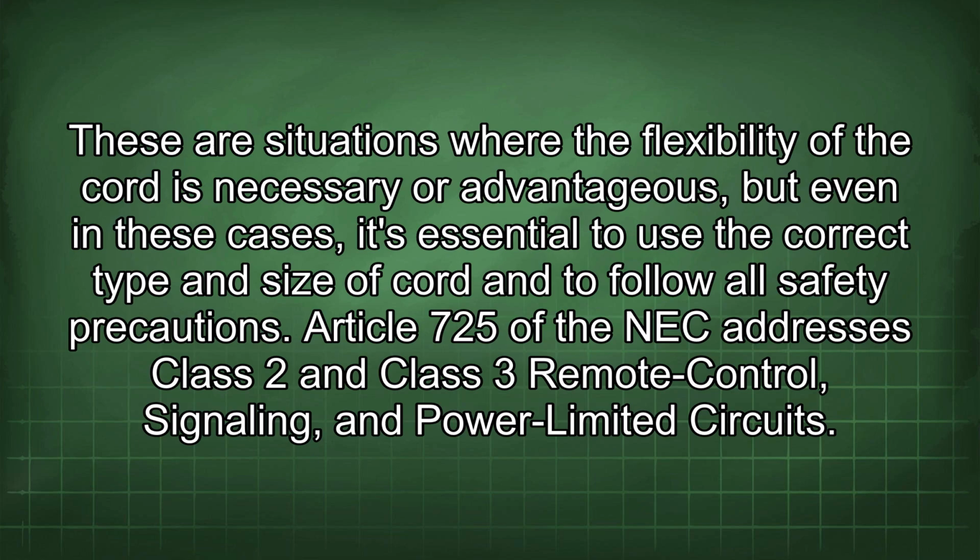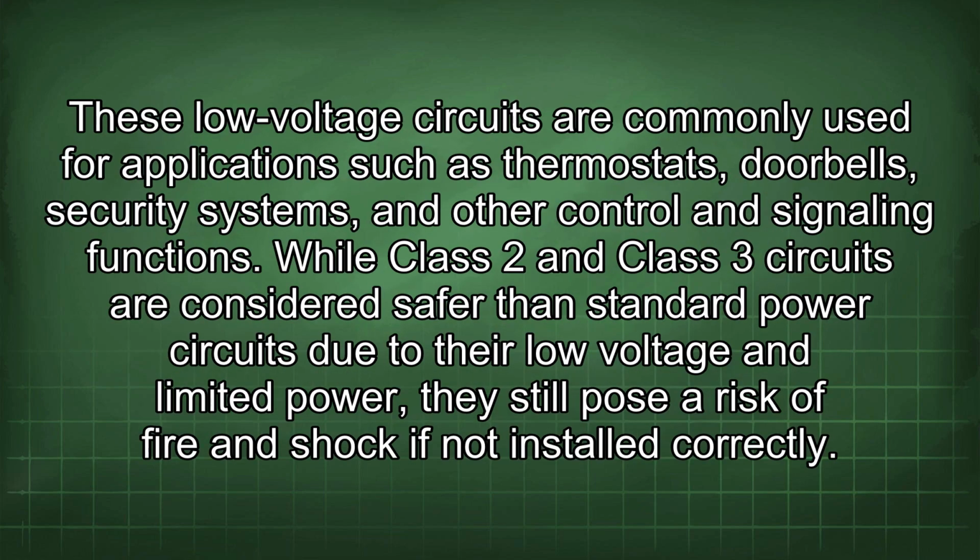Article 725 of the NEC addresses Class 2 and Class 3 remote control, signaling, and power-limited circuits. These low-voltage circuits are commonly used for applications such as thermostats, doorbells, security systems, and other control and signaling functions. While Class 2 and Class 3 circuits are considered safer than standard power circuits due to their low voltage and limited power, they still pose a risk of fire and shock if not installed correctly.